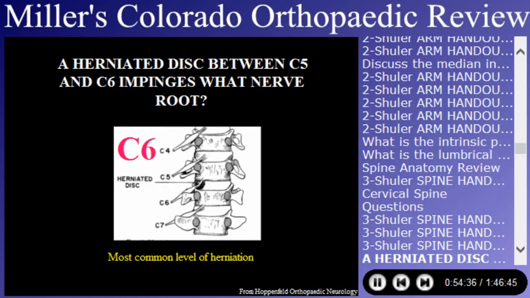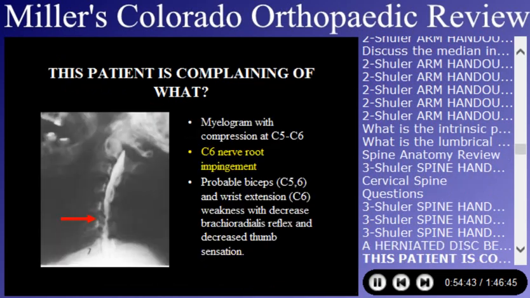Herniated disc between C5 and C6 impinges what nerve root? C6, most common level. Patient is complaining of what? Example of a testable item. It's a myelogram. So you just walk down it. Let me get the pointer back up for you.